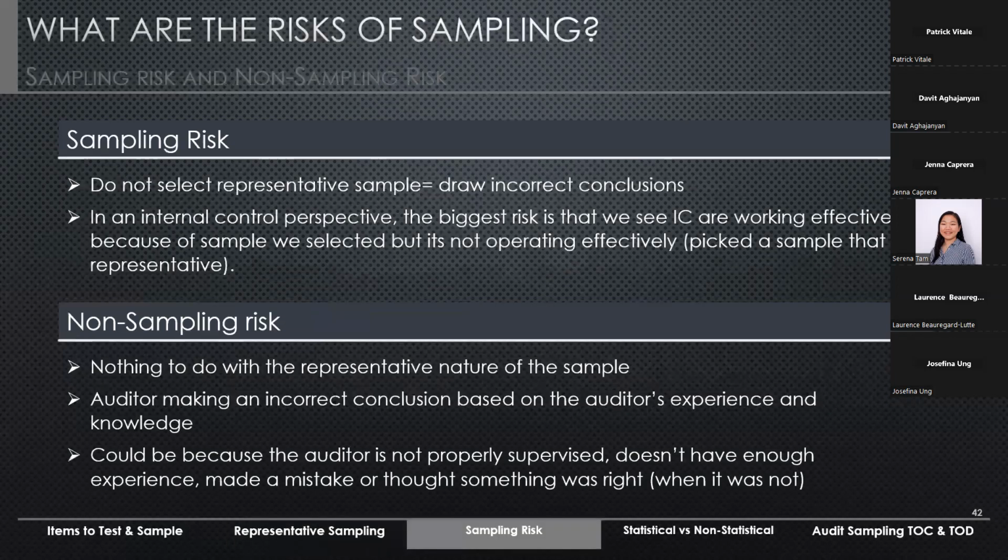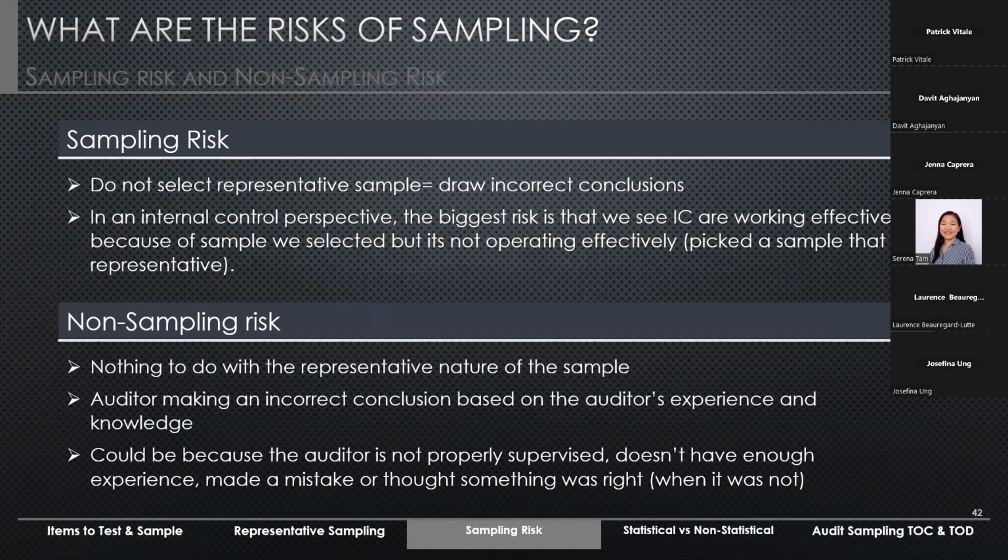Right, sampling risk. Okay, so this is what you don't want to be doing: do not select a non-representative sample. You're drawing an incorrect conclusion. From an internal control perspective, the risk is that we see internal control working effectively because of the sample. Okay, so as an auditor, this is what you don't want to be doing.